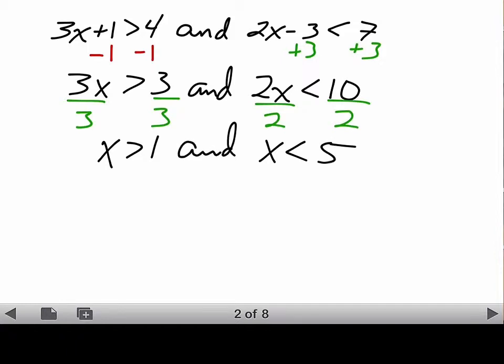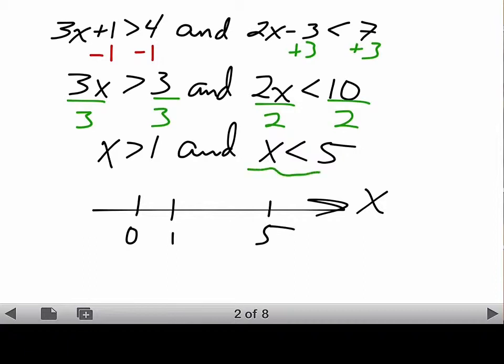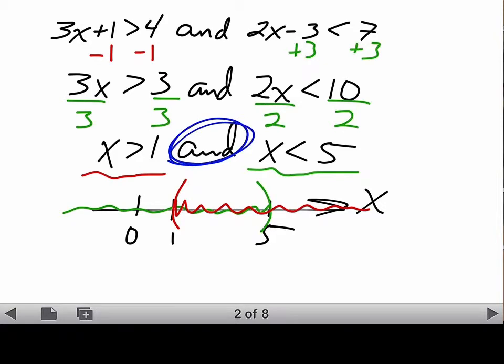Then the "and" is going to tell us how to interpret what we're looking at on the number line. I'll mark a 0, a 1, and a 5. And x is less than 5 means a parenthesis at 5 opening to the left, shaded to the left. And x is greater than 1 means a parenthesis at 1 opening to the right, shaded to the right. And now we see the "and" portion. The "and" means overlap, whatever is double shaded. So I would want you to express to me that the solution is parenthesis at 1, shaded in between 1 and 5, and a parenthesis at the 5.